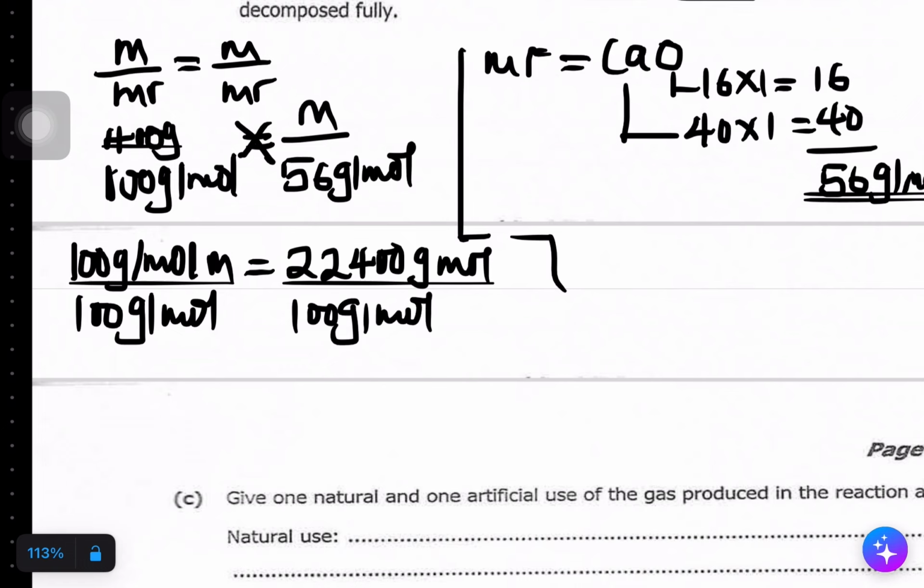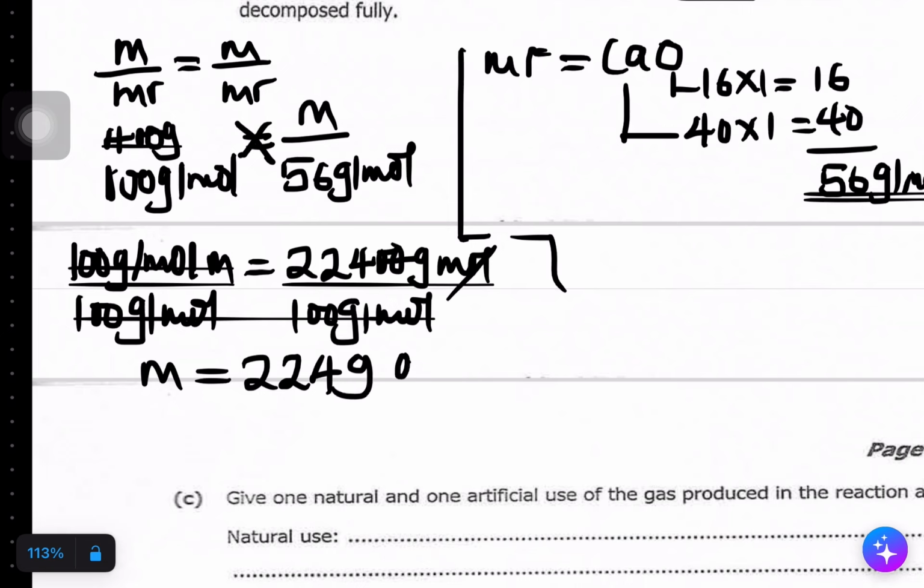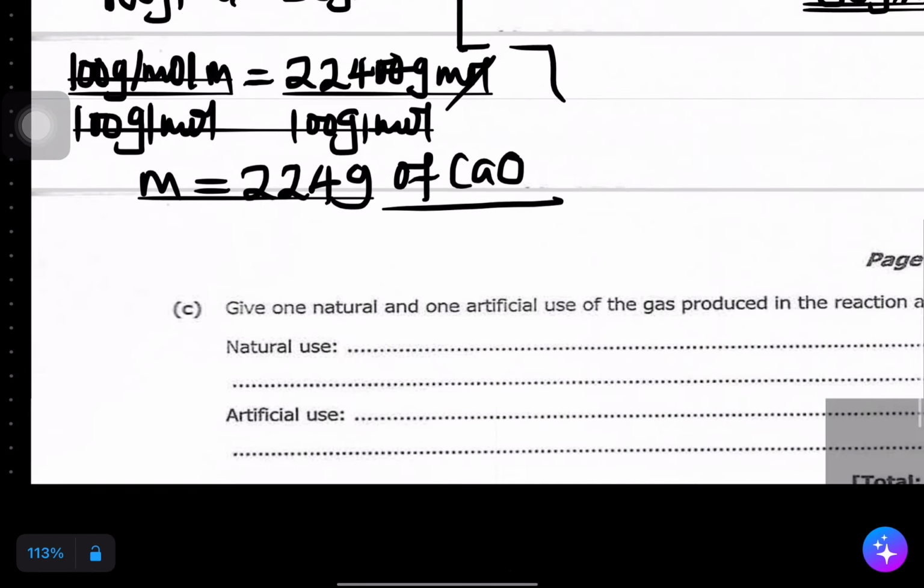We can cancel this one, that one goes, and what we are remaining with is mass. In here we can cancel the zeros of 100, and moles and moles cancel, so we are remaining with grams. What we remain with is 224 grams of calcium oxide. So upon having this value, we can now go on to the other question.